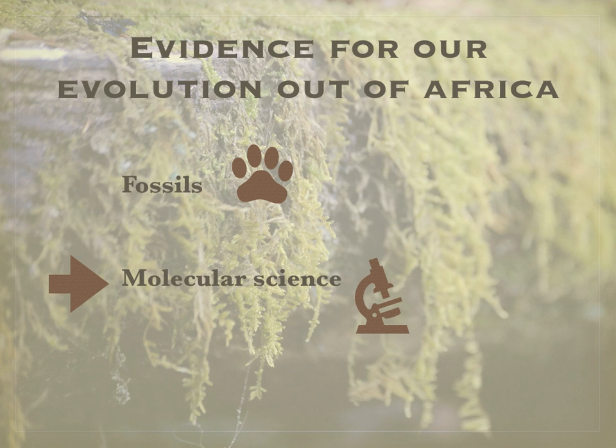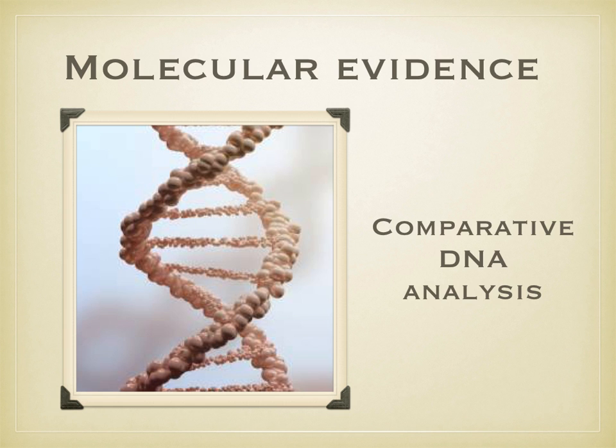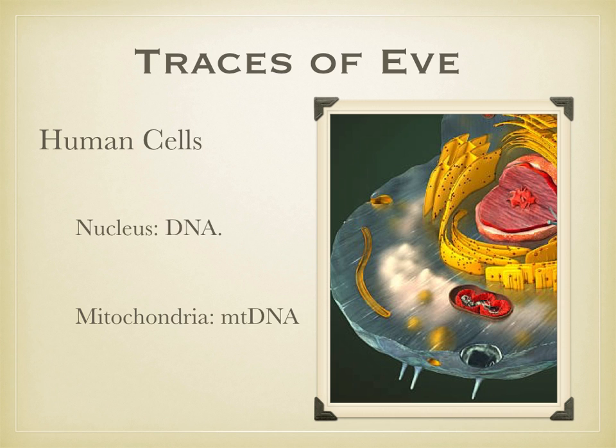Now we'll take a look at molecular science and the role that these new technological advancements play in our understanding. Comparative DNA analysis helps to fill in our gaps in our understanding. Human cells have different organelles. In the nucleus, there are 23 pairs of chromosomes. This makes up our DNA. And we have mitochondria, which is the energy storehouse, if you will, and it has its own unique mitochondrial DNA.